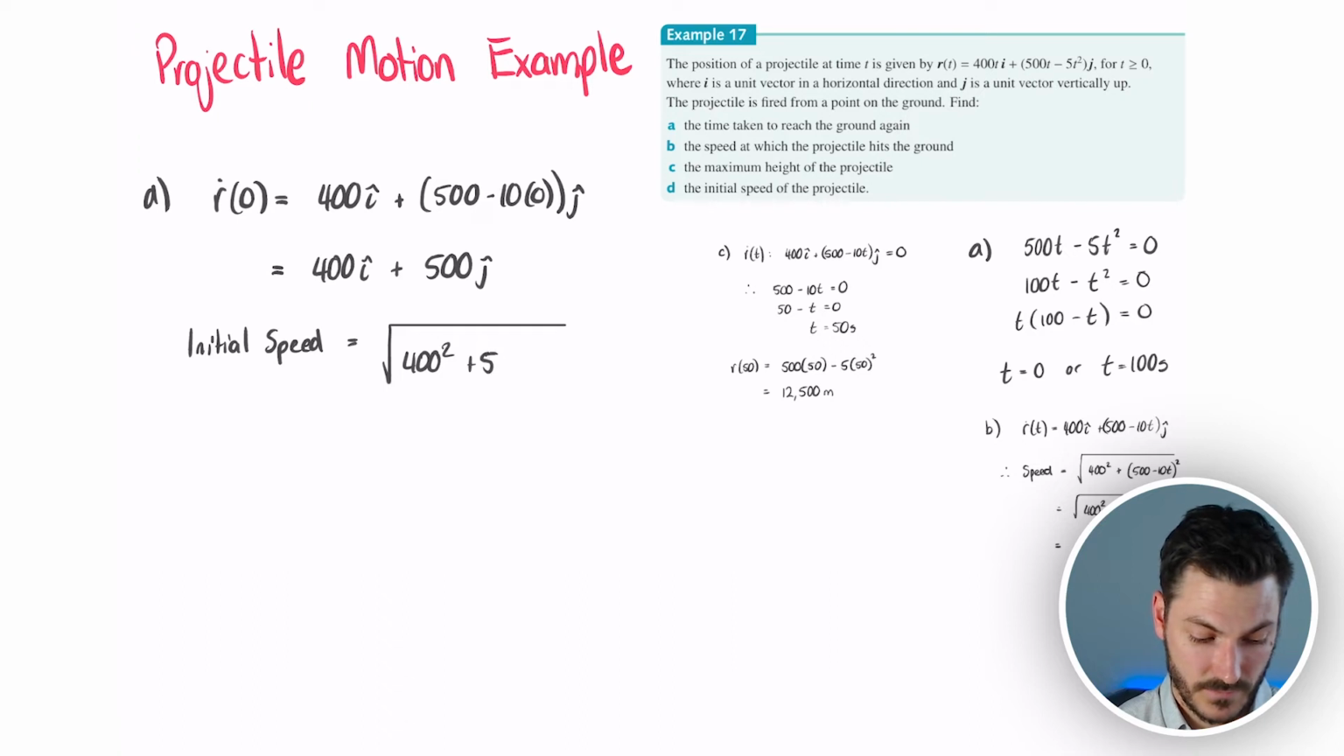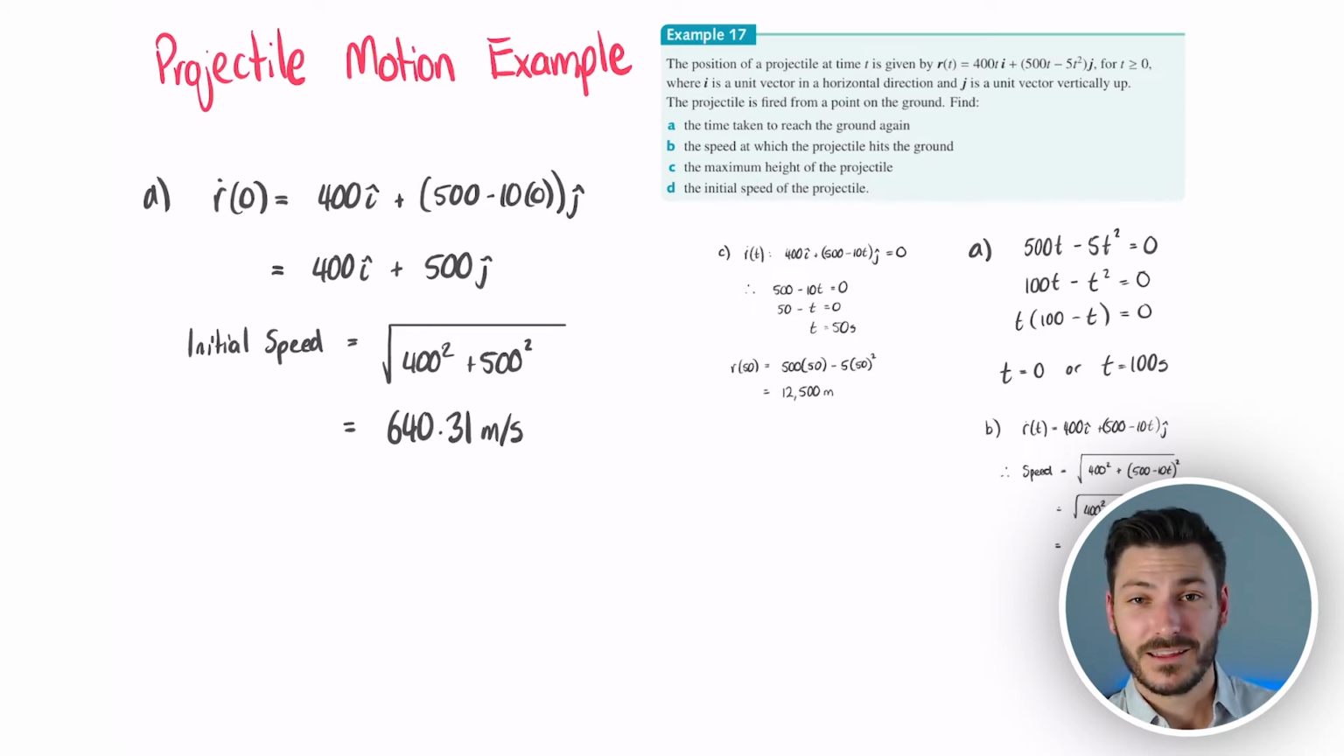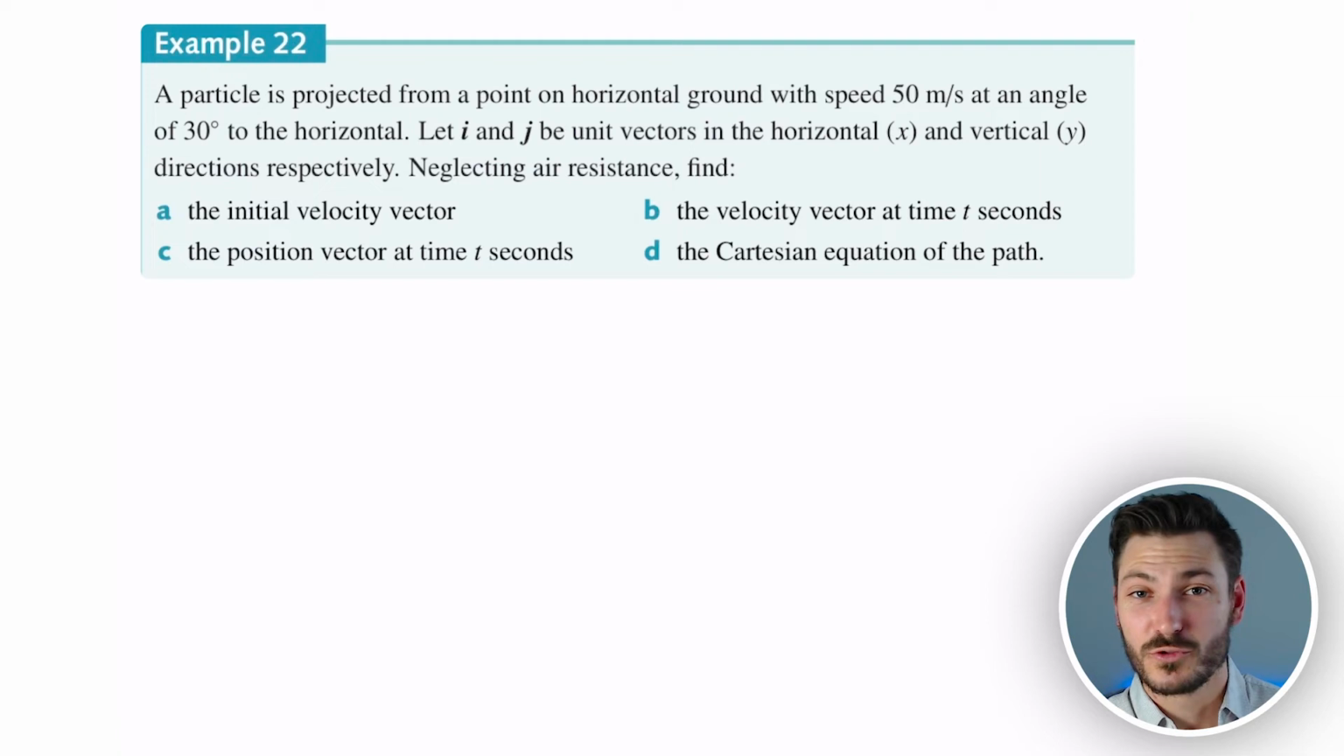400 squared plus 500 squared, square rooted, is going to be approximately 640.31 meters per second, which matches exactly our speed when it hits the ground. That should make a lot of sense because these two points in time should be symmetrical to one another, and hence the speed should be exactly the same. Obviously, different velocities, one will be down, one will be up, but the speed will be the exact same. Alrighty, we've got 2 more questions here.